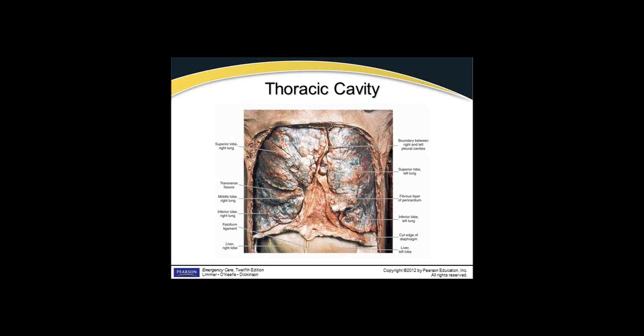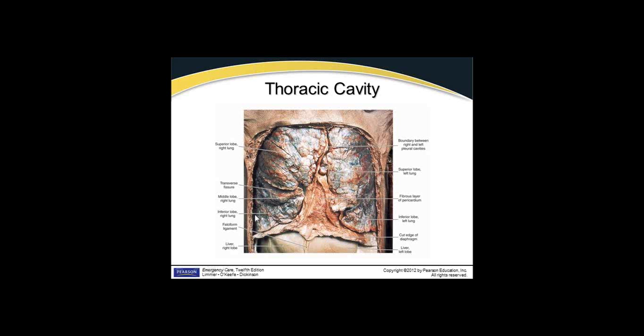So you can look and see right down the middle of it, there is some tissue there that helps divide us into left and right halves. Along the bottom down here, we have the diaphragm, which is the primary muscle of respiration.